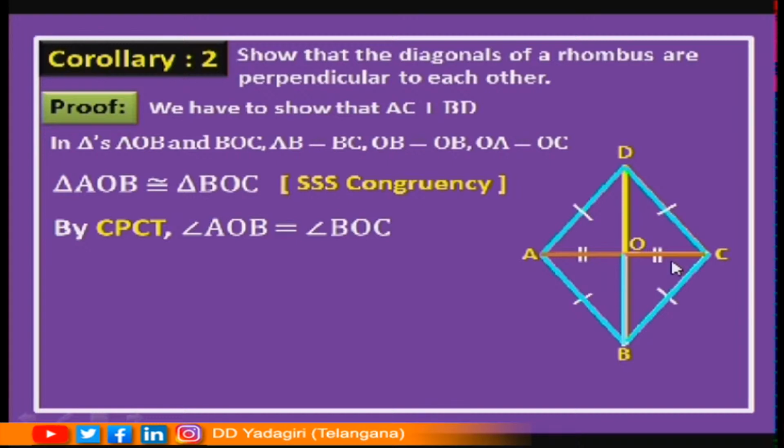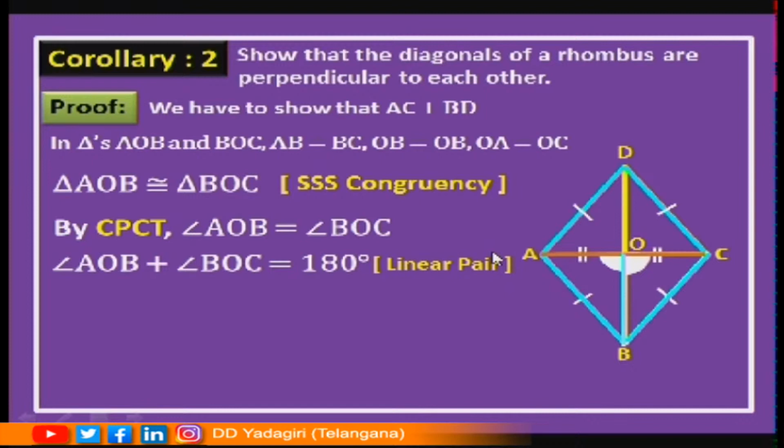By CPCT, that means corresponding parts of congruent triangles, I can write angle AOB and angle BOC are both equal. Angle AOB, that is this part, and angle BOC, this angle, are both equal. Okay, children. Now let us add these two angles, AOB and BOC. Why is the sum of these two equal to 180 degrees? Yes, the reason is they are a linear pair. AC forms a straight line, and we have taken a point on the straight line, so the total angle will be 180 degrees. That is why AOB plus BOC is 180.